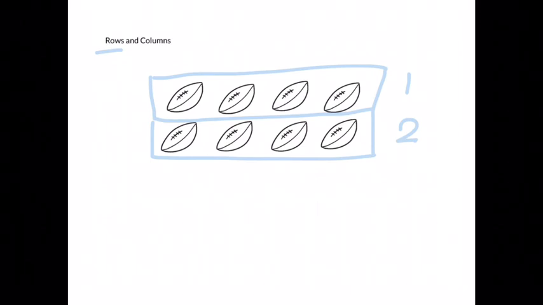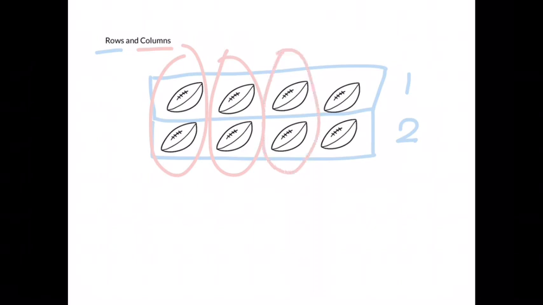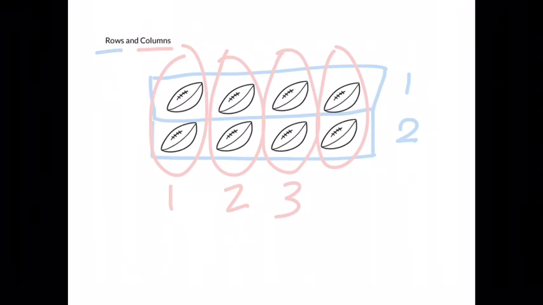Columns go up and down. So how many columns do we have here? We've got 1, 2, 3, and 4.